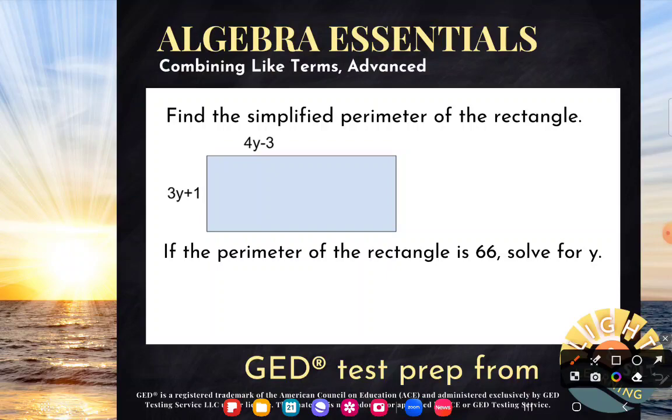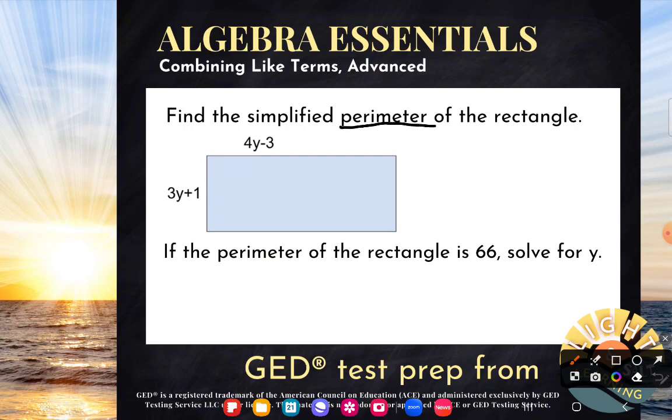Well, take a look at the side lengths here. They're not just plain old numbers like 17 centimeters or 34 inches. They are algebraic expressions. This one is 3y plus 1, and then we have 4y minus 3. So really, I'd say the first step to doing an example like this is not to panic, but to think about what you do know.